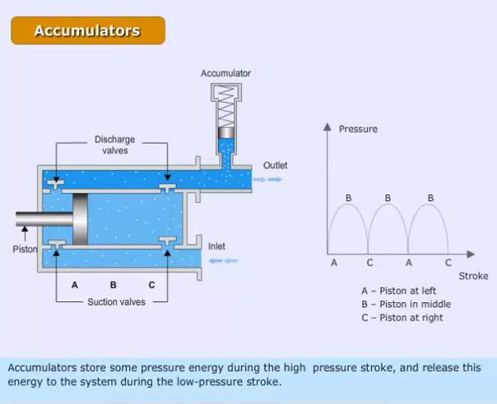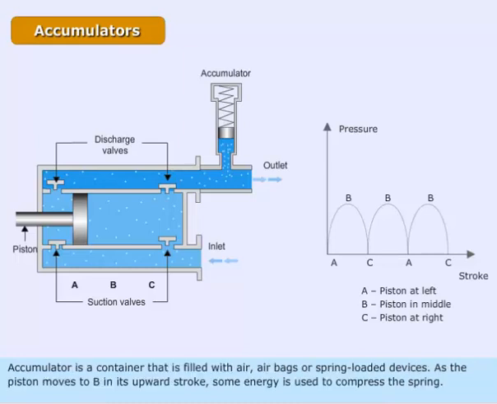Accumulators store some pressure energy during the high-pressure stroke and release this energy to the system during the low-pressure stroke. An accumulator is a container that is filled with air, airbags or spring-loaded devices.